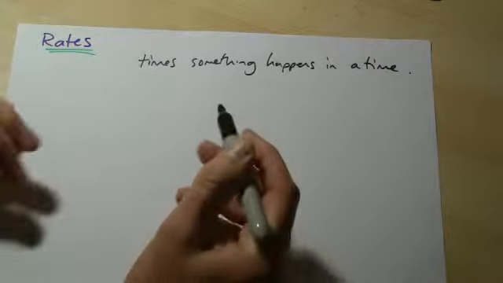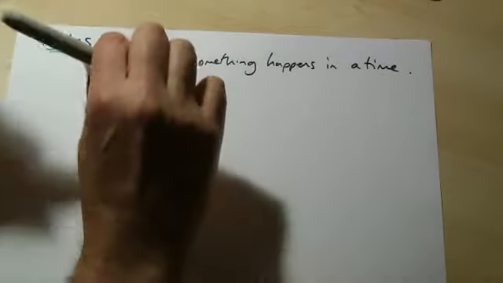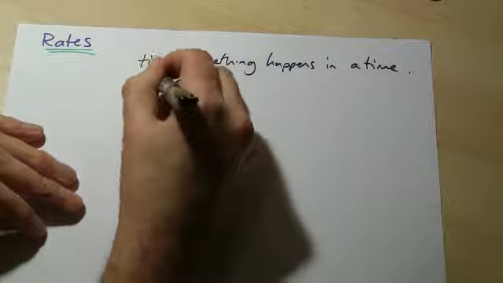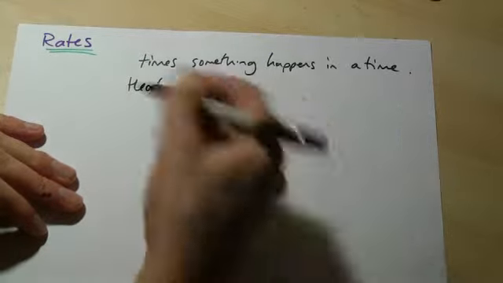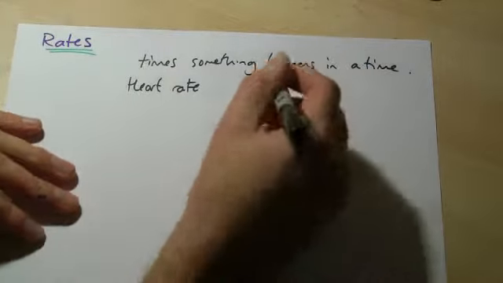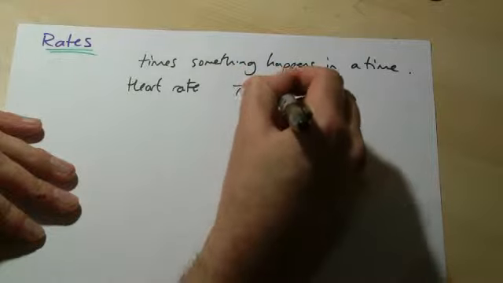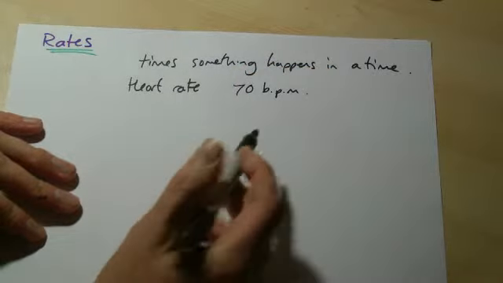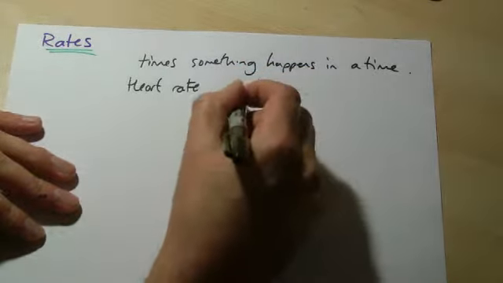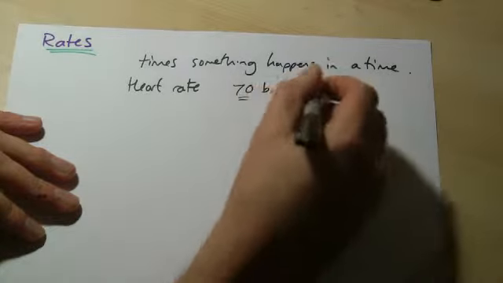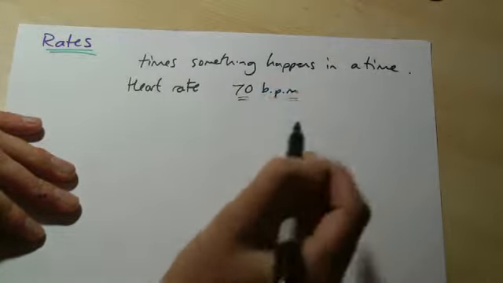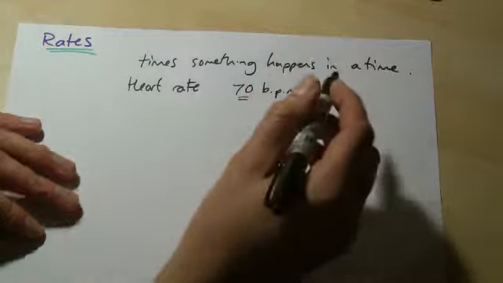Now, to give you an example of this that you'd be familiar with, we might talk about heart rates. So your heart beats, let's say, 70 times a minute. So we might talk about 70 beats per minute. Now that's a rate because it's how many times something happens, 70, in a certain amount of time, a minute. Okay, 70 beats per minute.